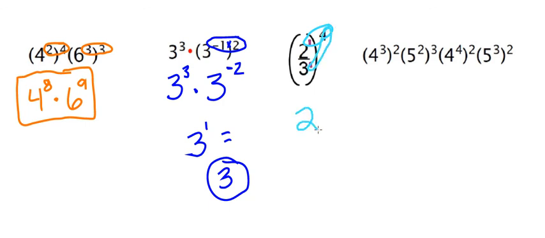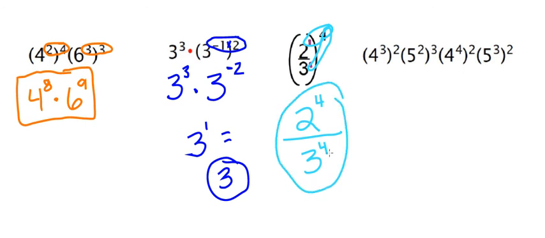So this is going to be 2. Well, 1 times 4 is 4. So I have 2 to the 4th over, well, here I have 3 to the 1st, and 1 times 4 is still 4. So this becomes 2 to the 4th over 3 to the 4th. And that there would be your final answer because you have different bases, so you can't do anything else here.